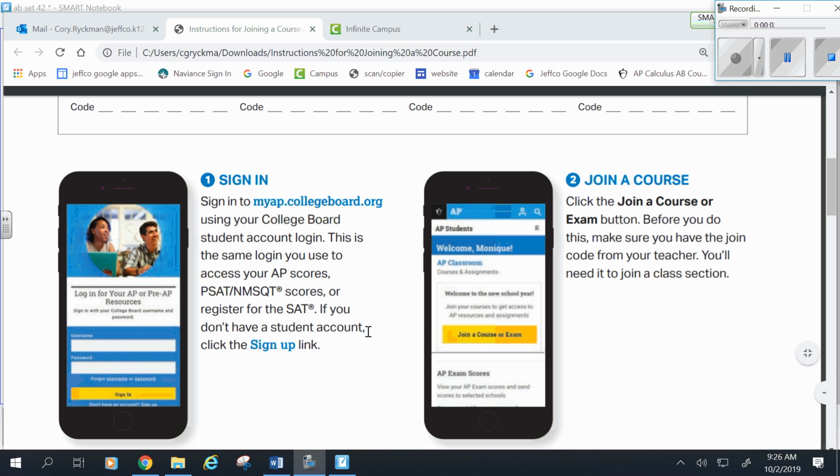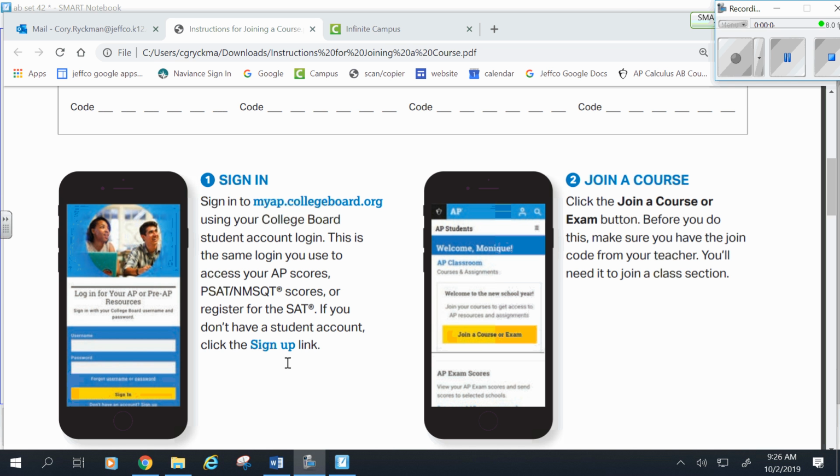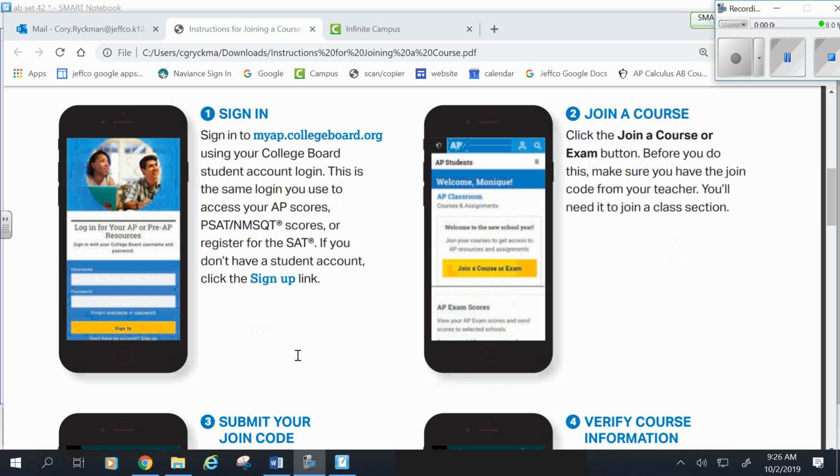Then you are going to sign in. Now, if you don't know your sign-in stuff, then you're going to have to get that. How do you get that? Besides just knowing it, where do you get it? Do your parents know it, or the counselors? How do you get it?